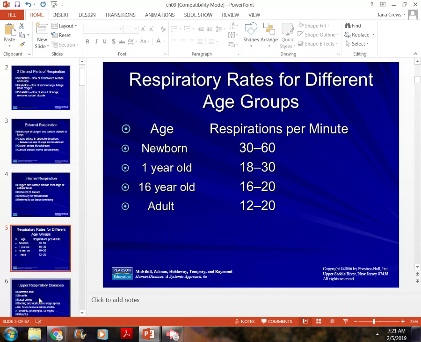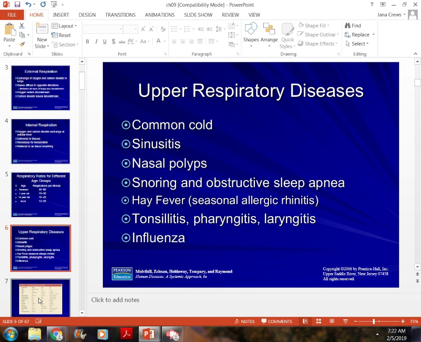So, respiratory rate by age group, because you guys are going to need to know if it's a newborn that their respiratory rate is 30 to 60 respirations per minute. A 1-year-old, the average respiratory rate is 18 to 30 respirations per minute. A 16-year-old is 16 to 20, and for an adult over the age of 16, it would be 12 to 20 respirations a minute. So as you're checking those respiratory rates, you want to know if it's normal. So be sure that you know the respiratory rate. It'll be on your test as well, the normal respiratory rate for people based on their age.